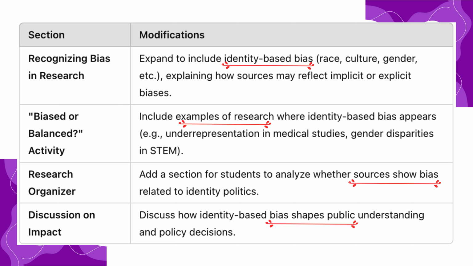We noticed that there was a focus on socioeconomic bias, but we should also prompt the AI to have the lesson address bias in terms of identity politics, for example based on race, culture, gender, etc. When we do this, the output modifies the lesson to teach about biases based on race, culture, gender, or other identity factors, and includes examples as well as a focus on such biases in the student activity it generates.